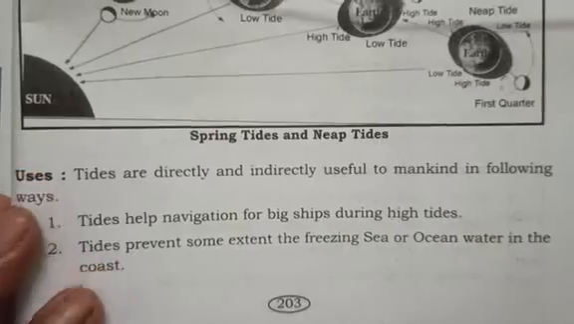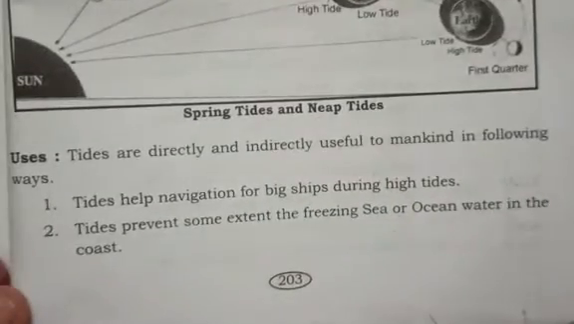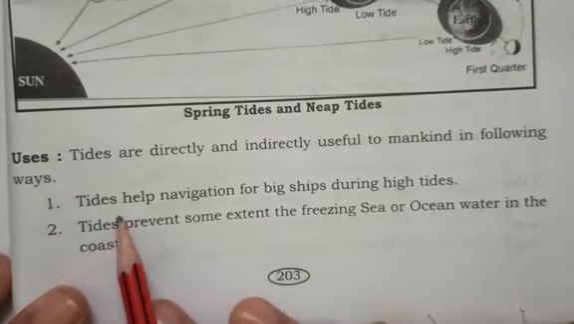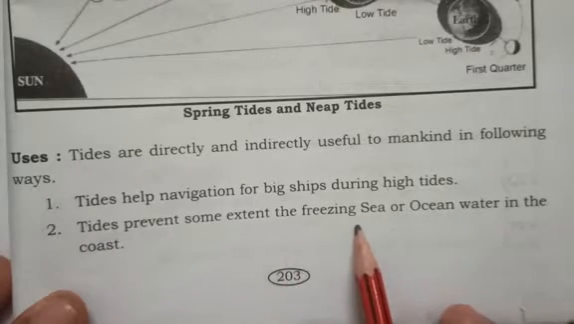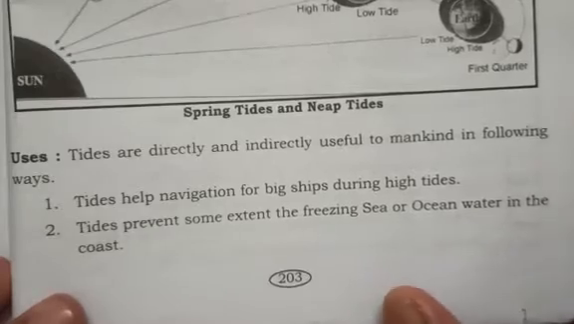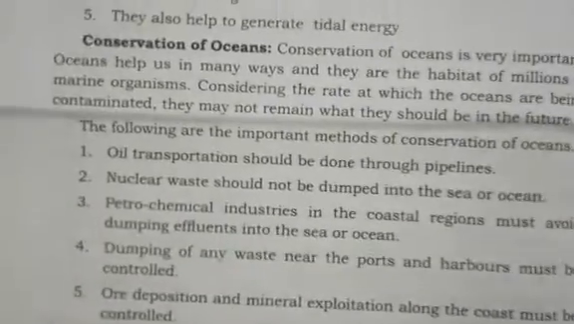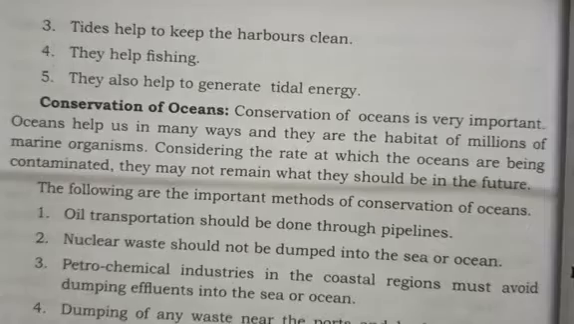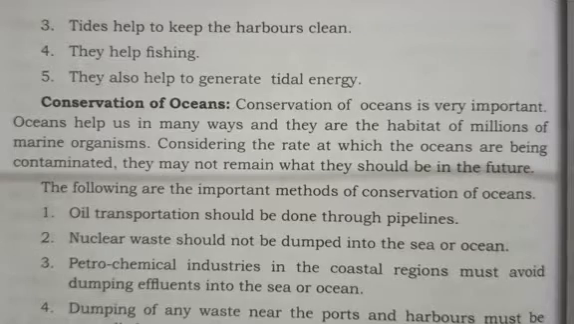So the tides are useful directly and indirectly. Tides help navigation for big ships during high tides. They prevent to some extent the freezing of sea or ocean water on the coast. Tides help to keep the harbors clean. They help fishing, they also help to generate tidal energy.